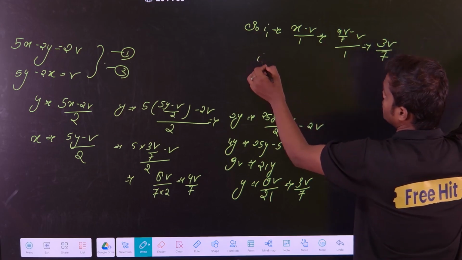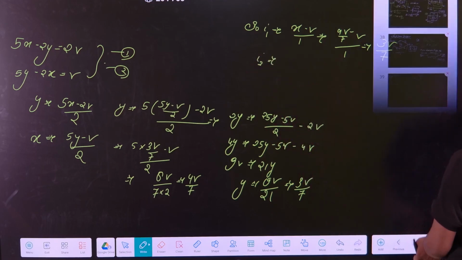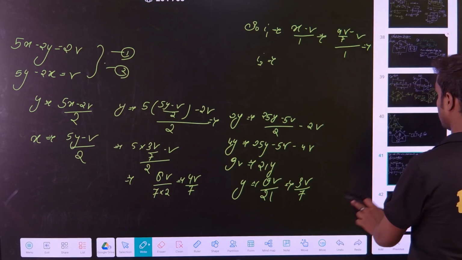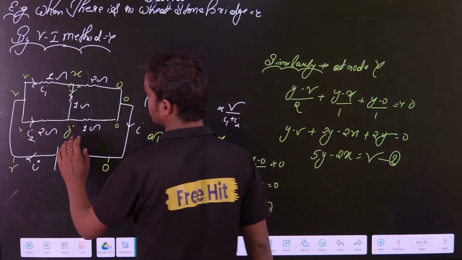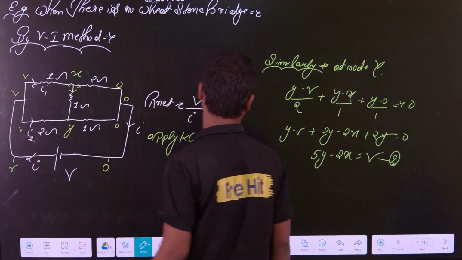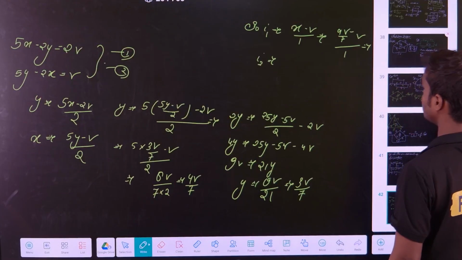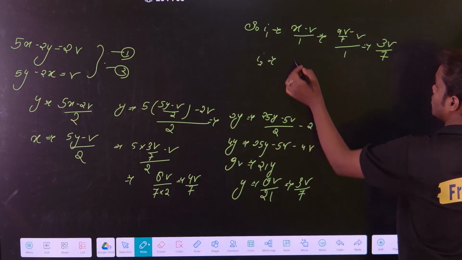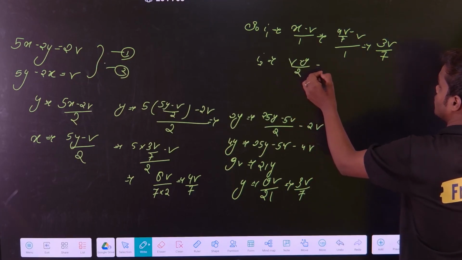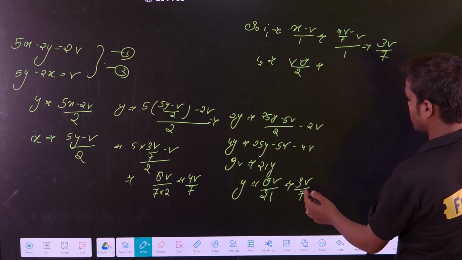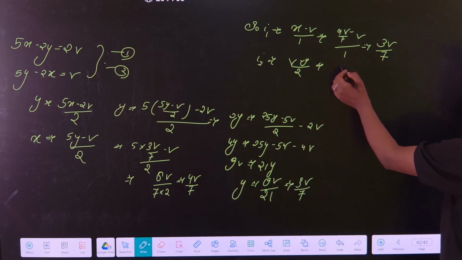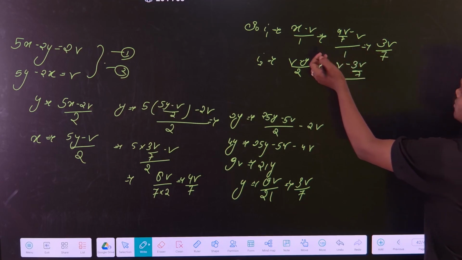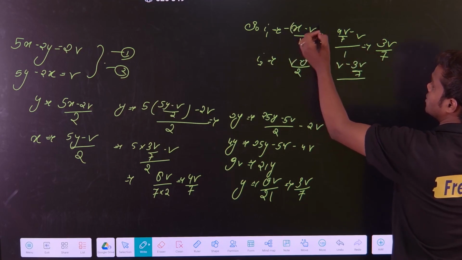Correct. And what is I2? Can you tell me what is I2? See, if you see here in the circuit, I2 is nothing but v minus y by 2. So I2 will be v minus y by 2. What is y? Y we got as 3v by 7. So v minus 3v by 7. Sorry, this will be minus, but we are not considering the sign. Basically it will be minus here.